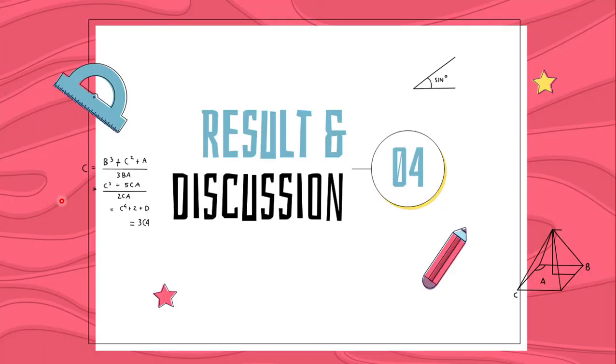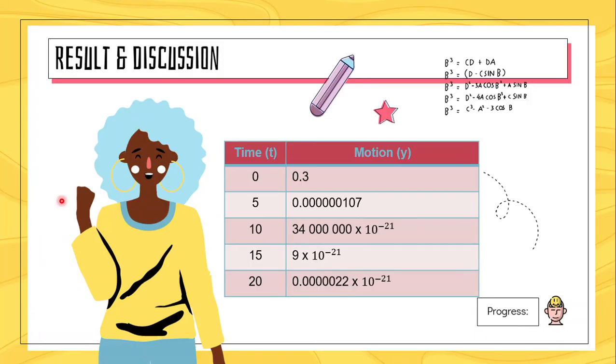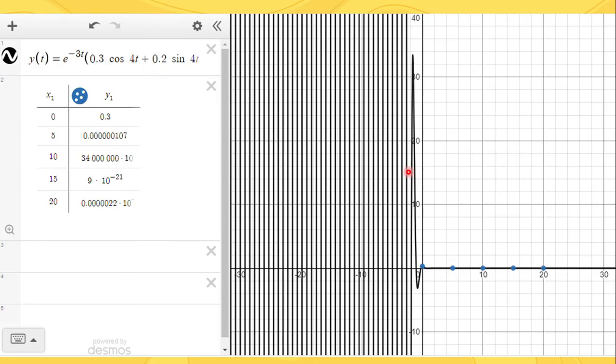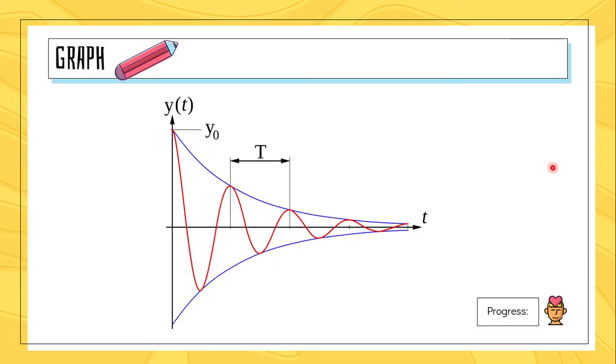For the result and discussion, we can substitute the variable value of t into the general equation to get the value of motion. When we use the graph application, we can get the oscillatory graph, which accurately matches the underdamped motion graph.